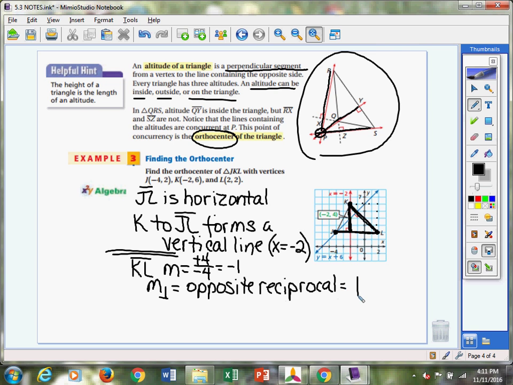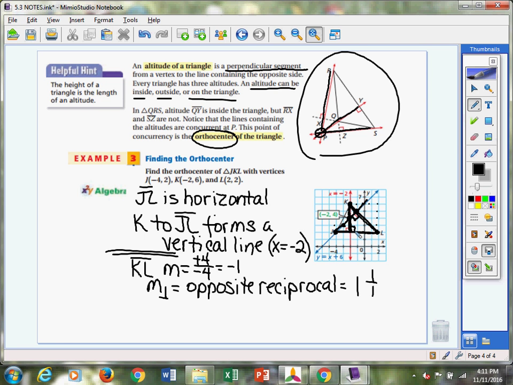You're right, positive 1. So that means starting at point J, I'm going to use rise over run. I'm going to go up 1, right 1, and figure out what my line is, okay? So I go up 1, right 1, up 1, right 1. And so here's my line. And so here I have an altitude here and here.